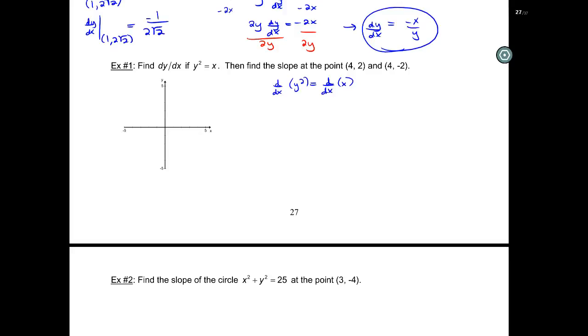So also, what does this graph look like? Y squared? Like a sideways parabola? Yeah, instead of x squared, it's a y squared, so it opens up to the right. Don't worry, you don't need to know the graphs of these. You just need to be able to do the implicit differentiation and then plug in. So we want to find the slope at the point (4, 2) and (4, negative 2). So about like here, that slope and this slope.